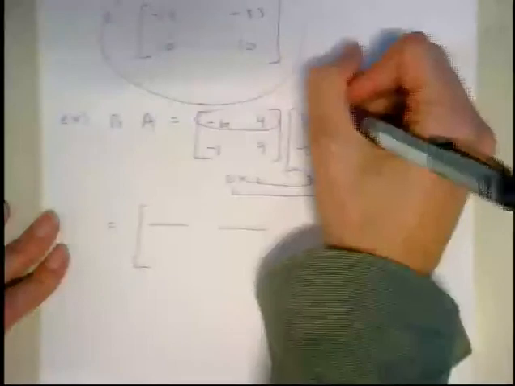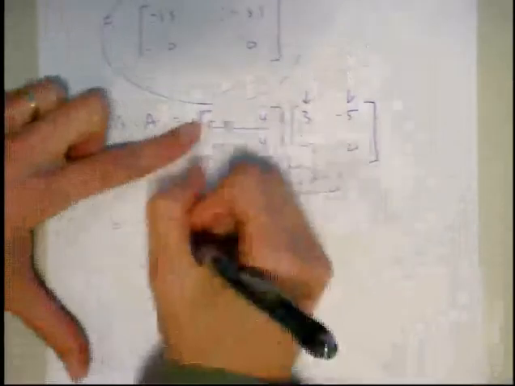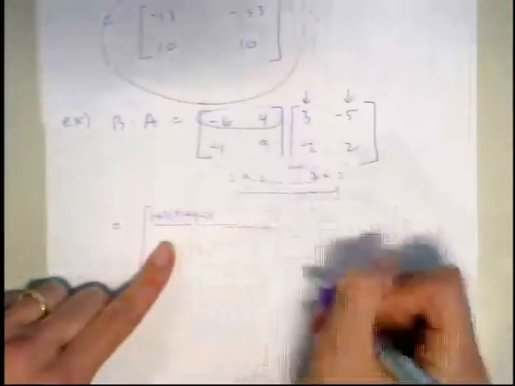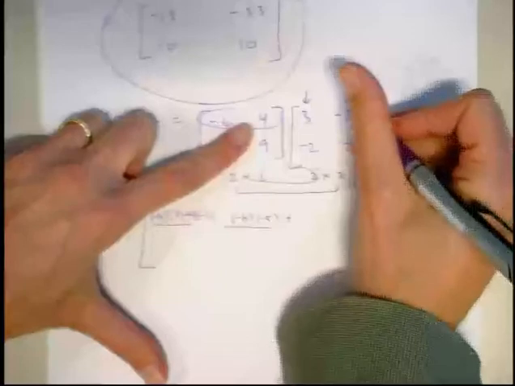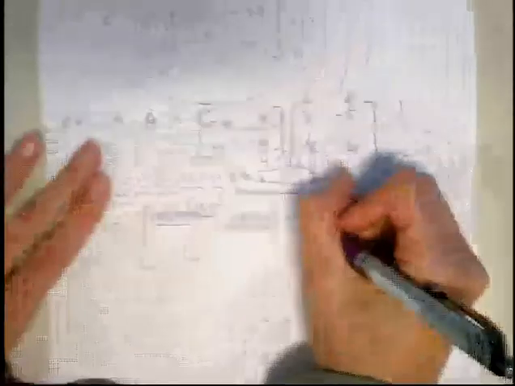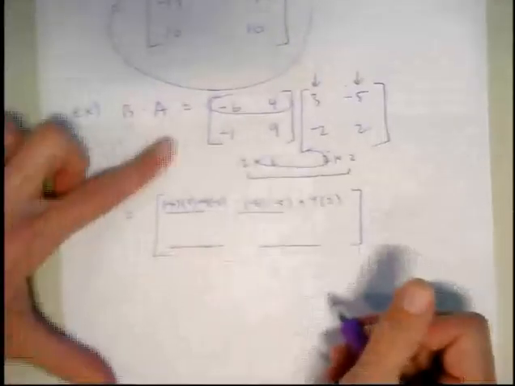Okay, so let's tackle it again. I'm going to start with row 1 for the first two entries, and I'm going to multiply through column 1 and column 2. Okay, here I go. I will write it out. Negative 6 times 3, if I have enough room, plus 4 times negative 2. And then the next one, back to row 1, negative 6 times negative 5 plus 4 times 2. Lost my spot there. Okay. The other two entries come from row 2.